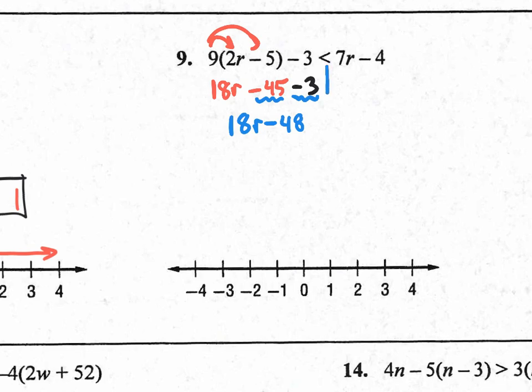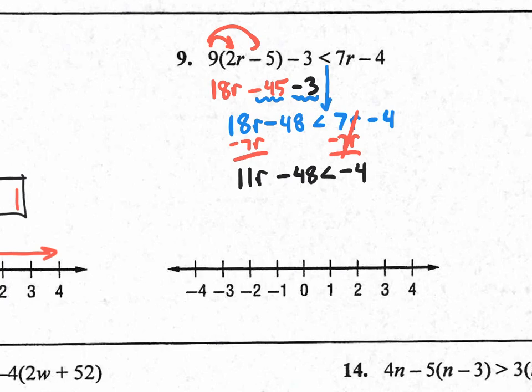I'm going to bring down the inequality, the less than symbol. I'm going to bring down the 7, the r, and the minus 4. So now we have an inequality with variables on two sides. Let's get the r's to one side. So I want to subtract 7r, they cancel. We end up with 11r, let me write that down, 11r, and let's bring down everything else. Minus 48 is less than negative 4.